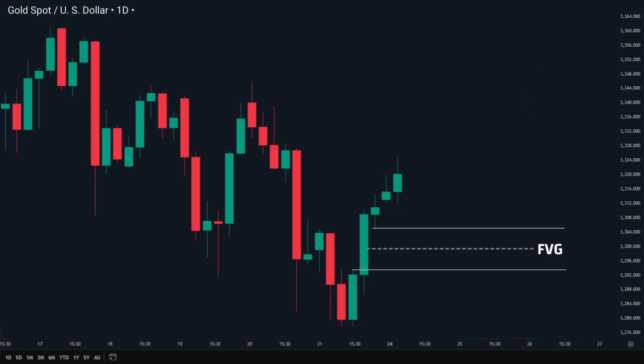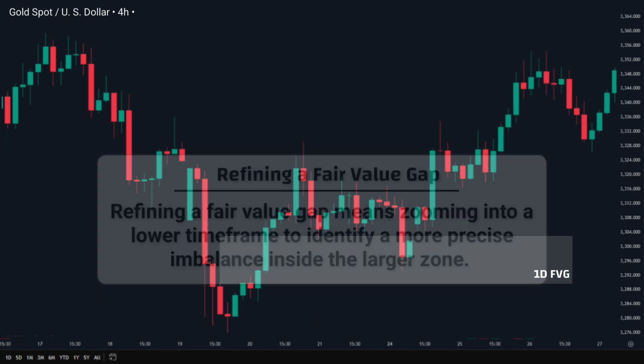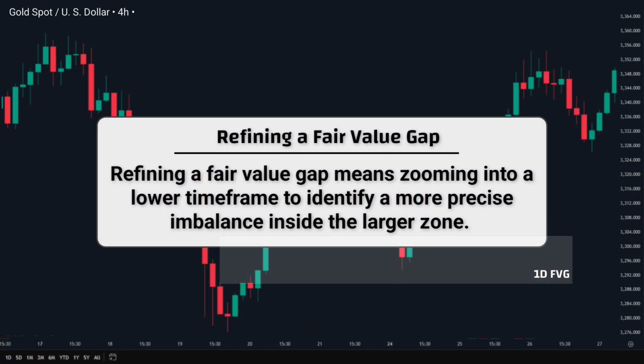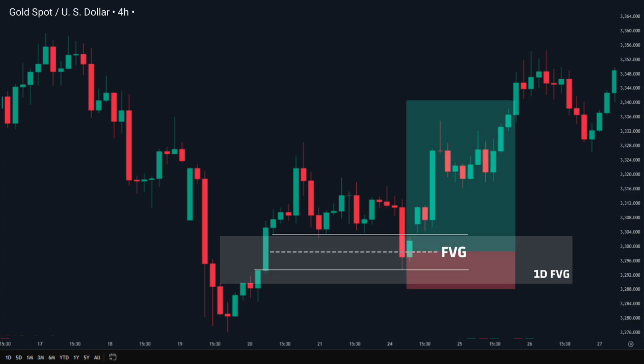Because higher time frame gaps can be very wide, refinement is often necessary. Refining a fair value gap means zooming into a lower time frame to identify a more precise imbalance inside the larger zone. This refinement improves entry precision and stop placement without changing the underlying bias. The same refinement logic applies to other price zones such as supply, demand, and order blocks.